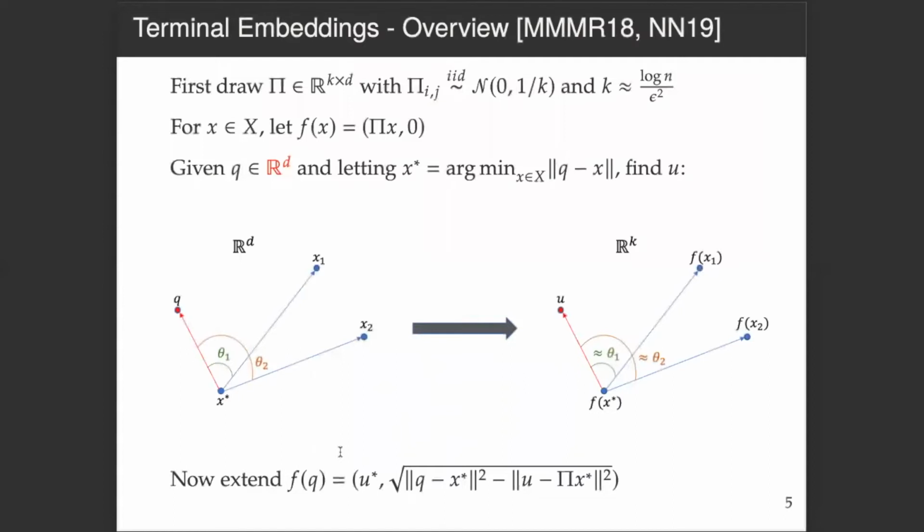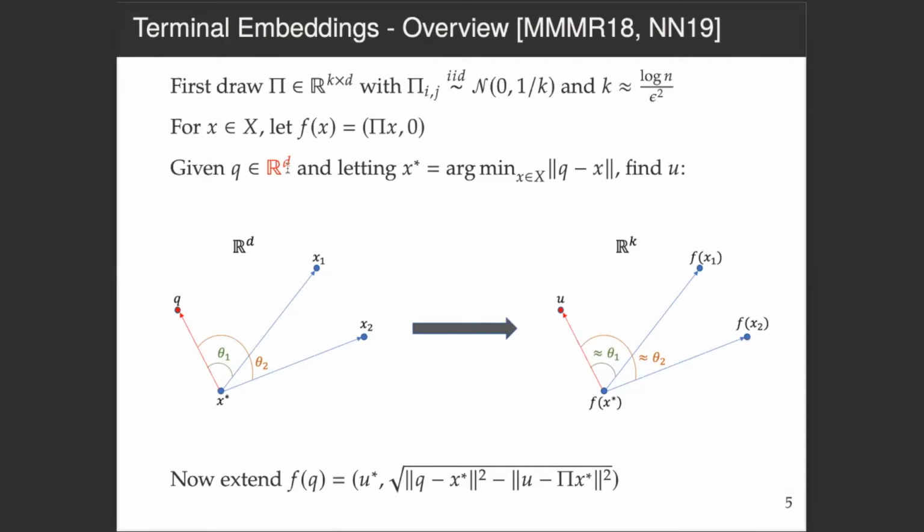Before describing our data structure, I'm going to overview previous constructions of terminal embeddings. In the first step, you simply draw a standard Johnson-Lindenstrauss embedding. So you draw a random k by d matrix. And for any point in the privilege set, its embedding is simply going to be the linear embedding with respect to the Johnson-Lindenstrauss sketch, augmented with an extra coordinate, which is set to 0.